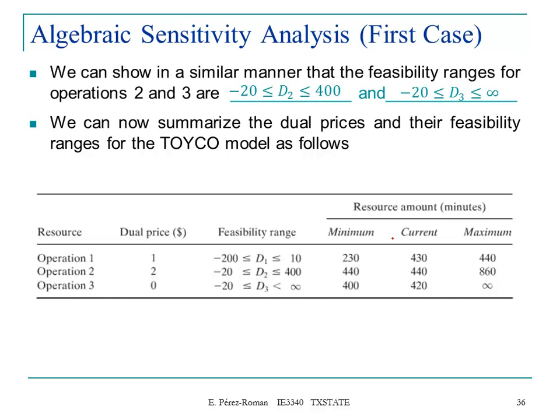But now, if you find the feasibility range, this is telling you how far you can go by increasing this capacity. So we found that in the feasibility range, you can increase D1 by 10 minutes and you will make $10 extra, but you cannot go over 10 because that will make your solution infeasible. For operation 2, you can increase the capacity by 400 units and you will keep the same optimal solution. But if you go over 400, then you will get an infeasible solution.